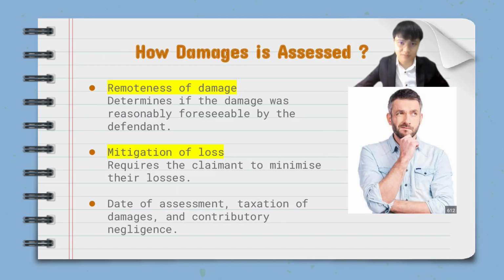Next, important principles in the assessment of damages include remoteness of damage, which determines if the damage was reasonably foreseeable by the defendant; and mitigation of loss, which requires the claimant to minimize their losses. Other principles include the date of assessment, taxation of damages, and contributory negligence.